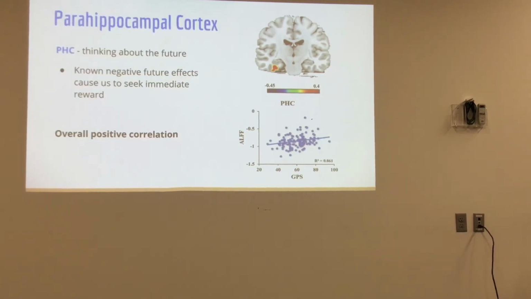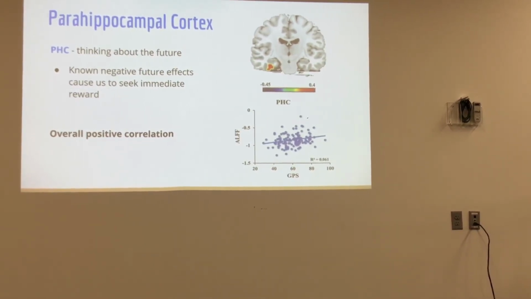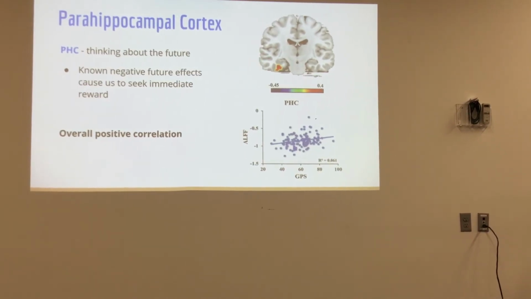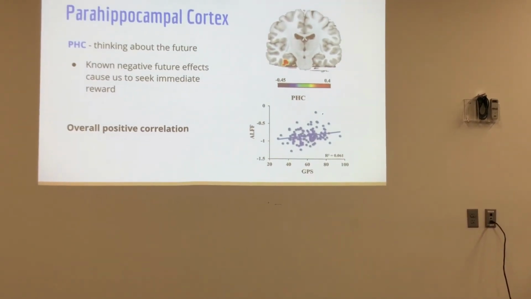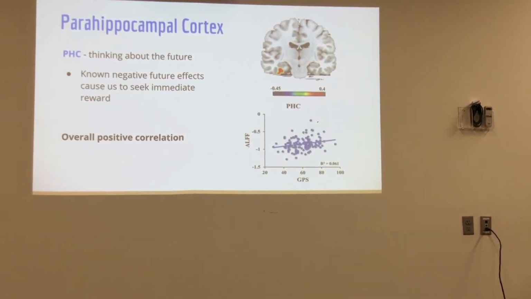Okay, so I'm going to bring back the text. This part of the brain is called the parahippocampal cortex, or PHC for short. And this part of the brain is associated with thinking about the future, which is kind of a broad statement. So more specifically, if there are no negative future effects, you tend to want to have immediate rewards at this moment.